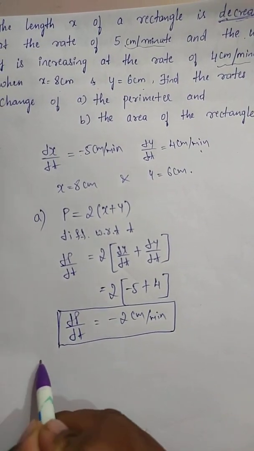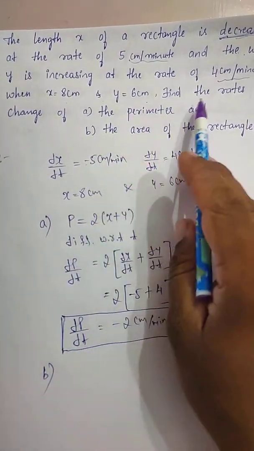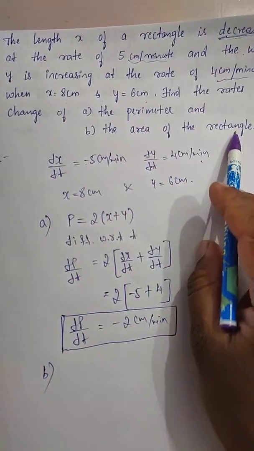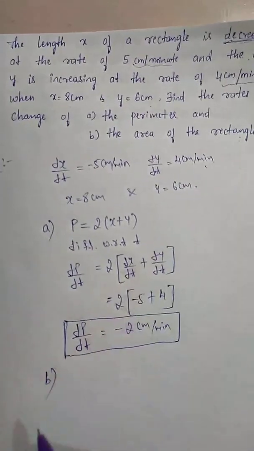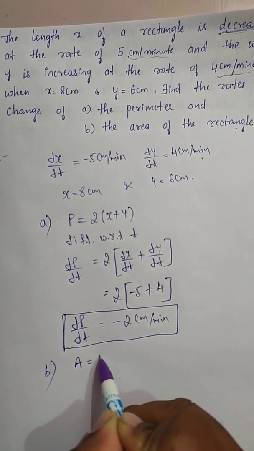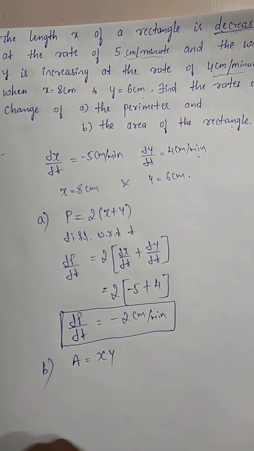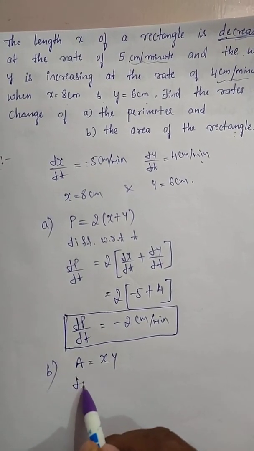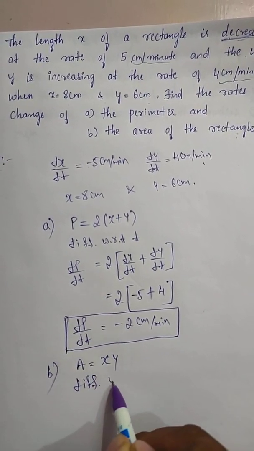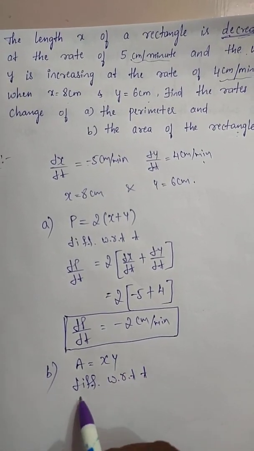Now find the area. So you find the rate of change of area of a rectangle. What is the formula for area of a rectangle? A is equal to length into breadth. Length is x, the breadth is y. Now differentiate with respect to t. So on differentiation, you want to apply the product rule of differentiation here.